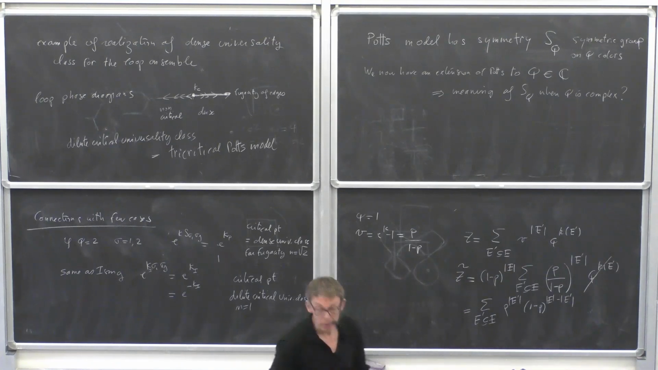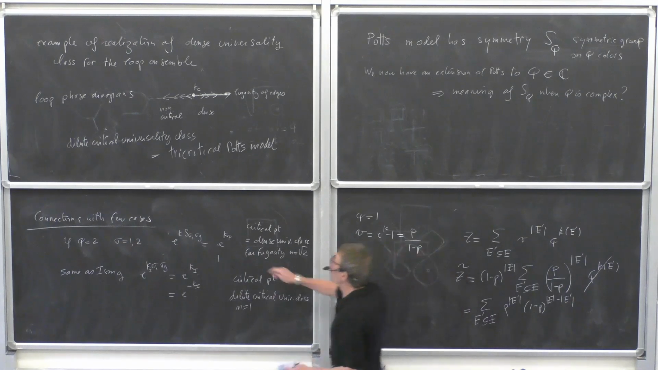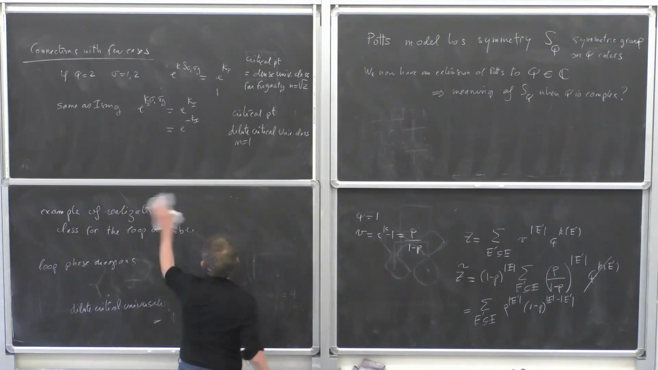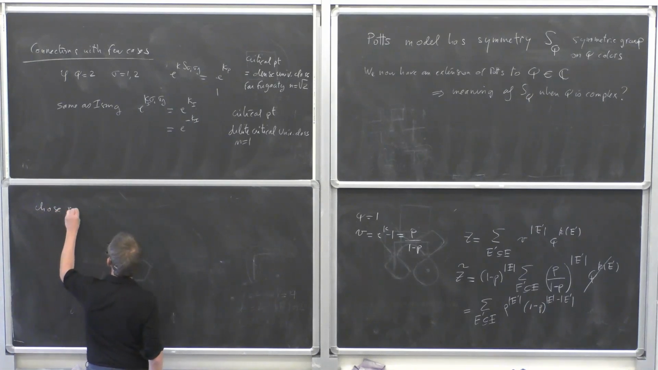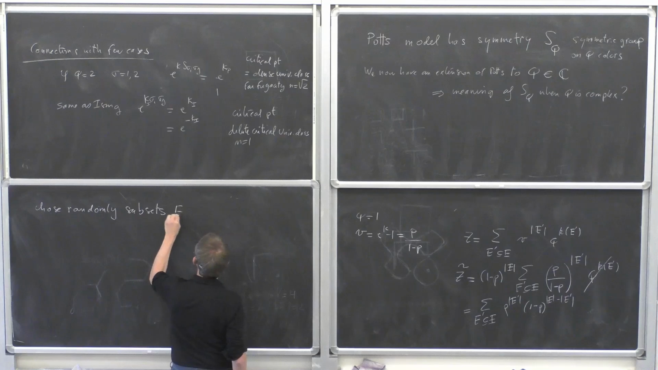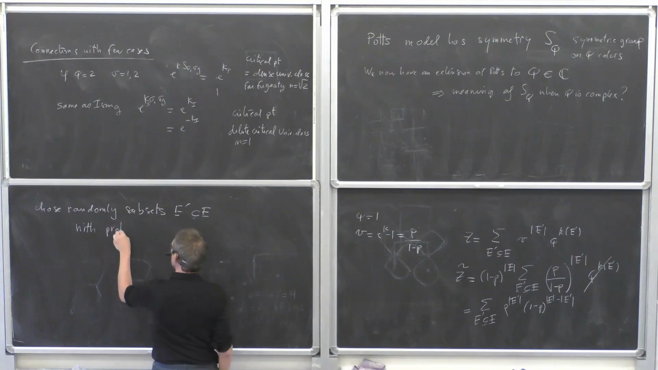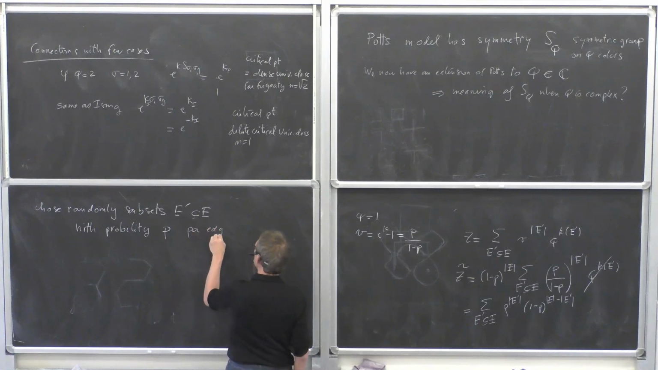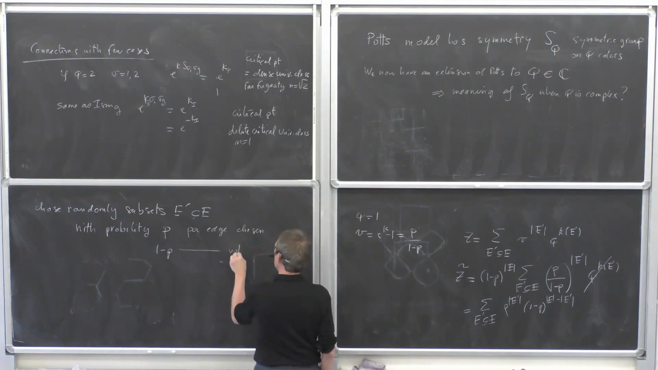This is exactly the so-called percolation problem. We're choosing randomly subsets E prime of E with probability p per edge chosen, and therefore 1 minus p per edge not chosen.